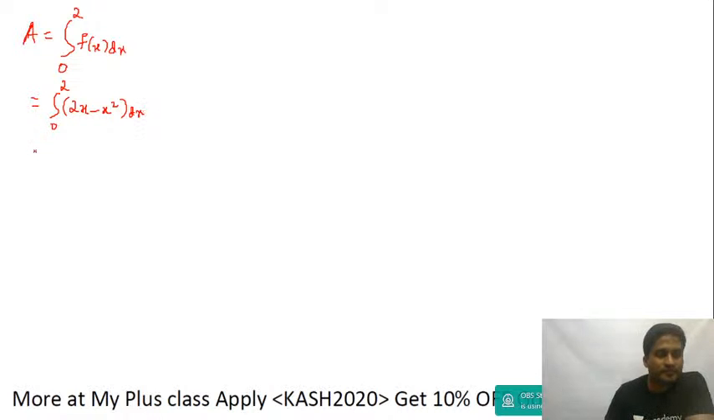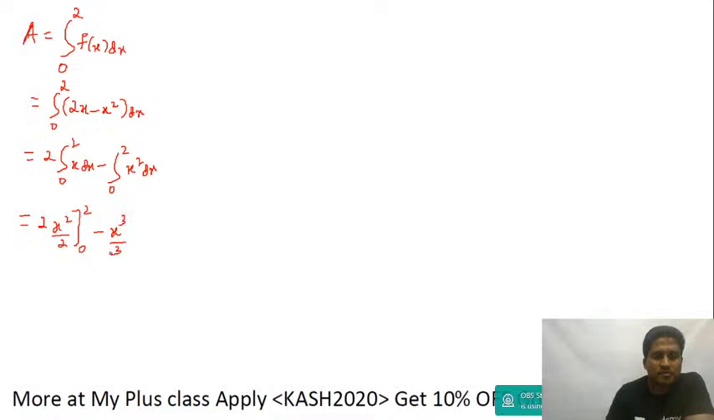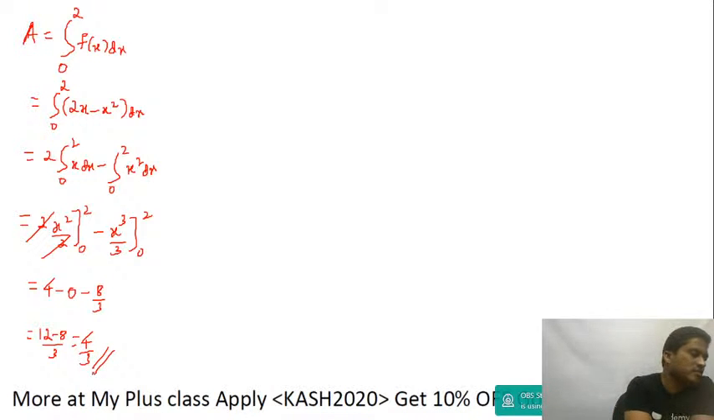So this is equal to 2 times integration 0 to 2 of x dx minus integral 0 to 2 of x square dx. 2 is a constant, integration of x is x square by 2 between the limits 0 to 2, and integration of x square is x cube by 3 between the limits 0 to 2. Upper limit 2 gives 4, lower limit is 0, and upper limit 2 cube is 8, lower limit is 0. So 12 minus 8 divided by 3 is equal to 4 by 3 square units. That's the answer, guys. Answer 4 by 3 square units.